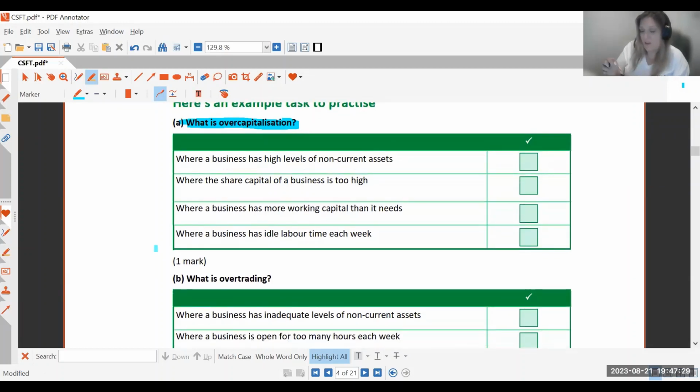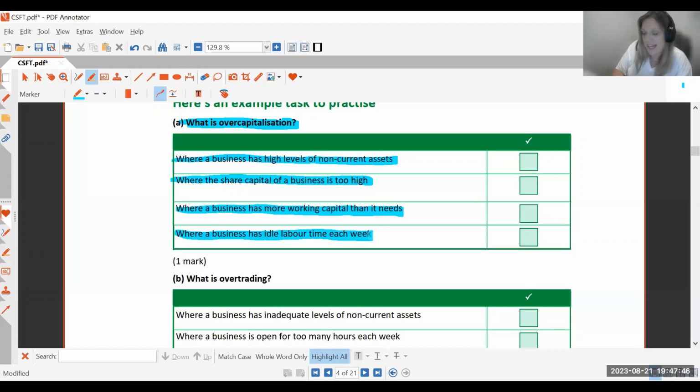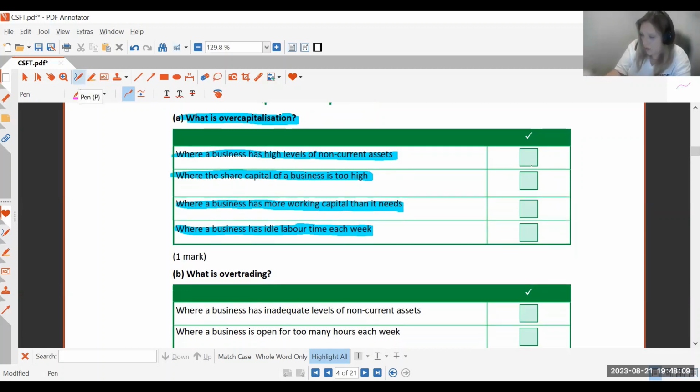So what is overcapitalization? Is it where a business has high levels of non-current assets, where the share capital of a business is too high, where a business has more working capital than it needs, or where a business has idle labour time each week? What do we think? In the chat box. Probably should have just labelled these as well, just to make your life a bit quicker. So if we say A, B, C, and D, what do we think?